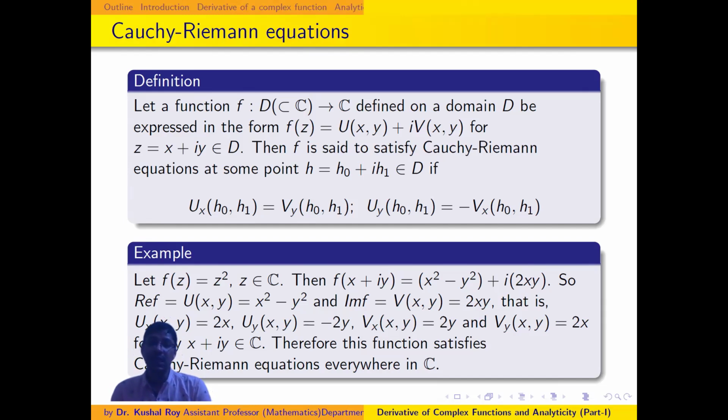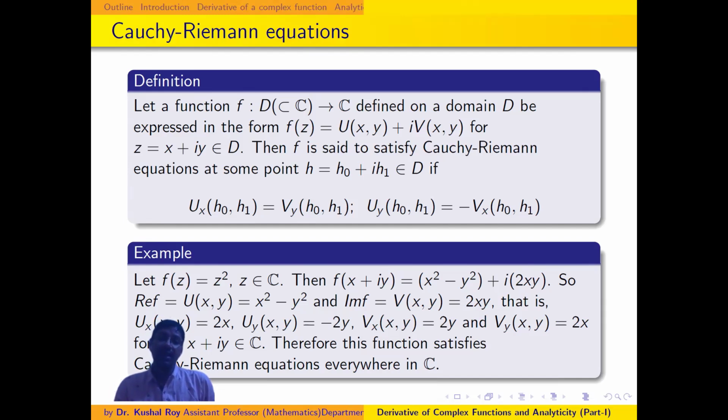Then f is said to satisfy Cauchy-Riemann equations at some point h, where h is h0 plus i h1 belongs to D, if the partial derivative of u with respect to x, that means del u del x at (h0, h1), is equal to partial derivative of v with respect to y, del v del y at (h0, h1). Similarly, the partial derivative of u with respect to y at (h0, h1) equals minus of partial derivative of v with respect to x at (h0, h1).